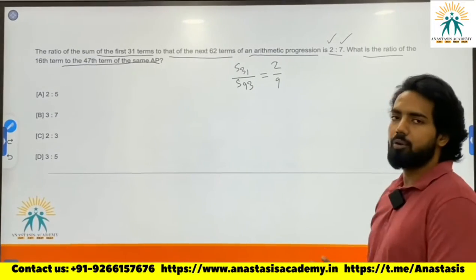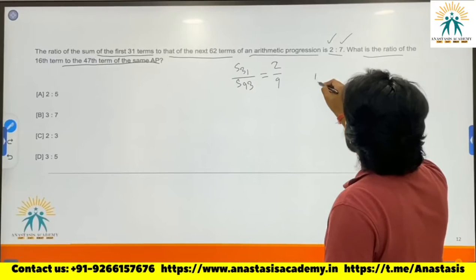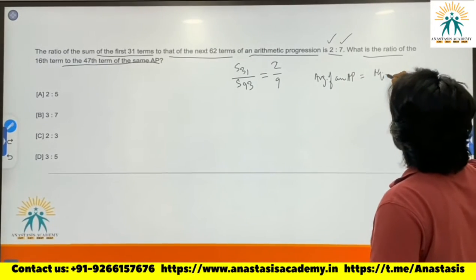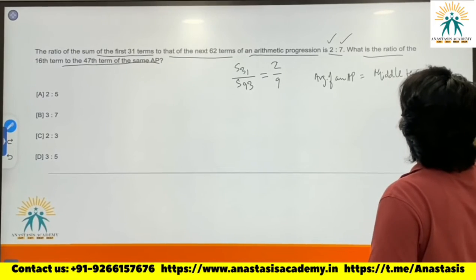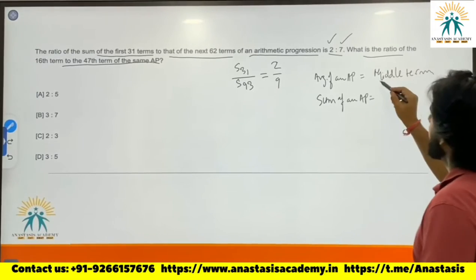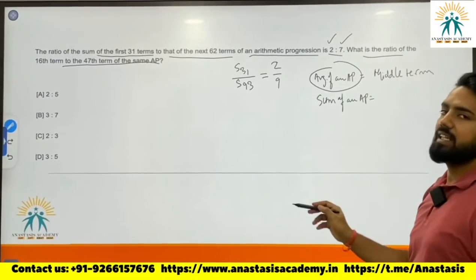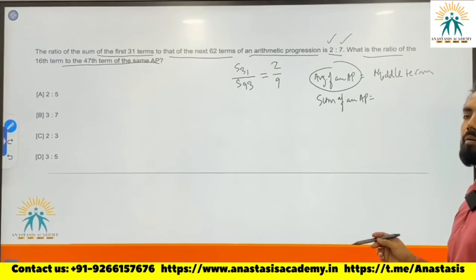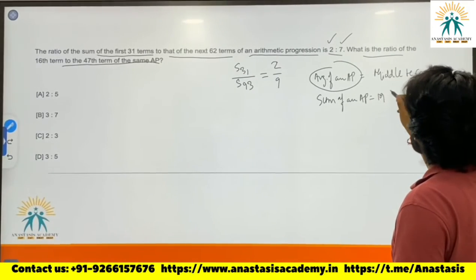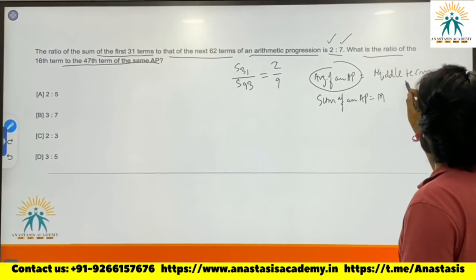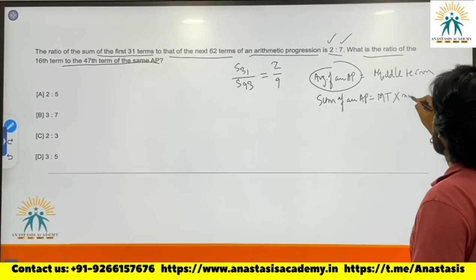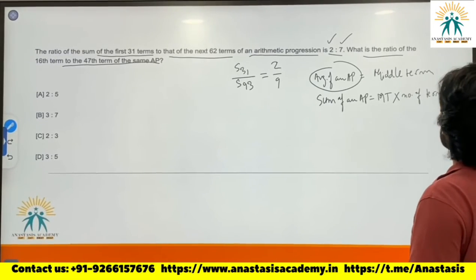For an arithmetic progression, I know the average of an AP is its middle term, and to find the sum of an AP, I need to multiply average by number of observations or number of terms. So I can say the sum of an AP can also be found by multiplying middle term into number of terms of that AP.